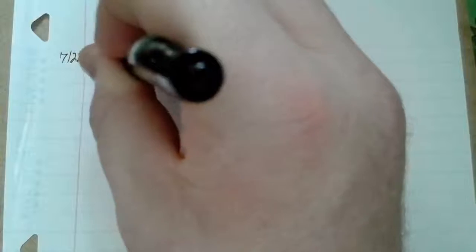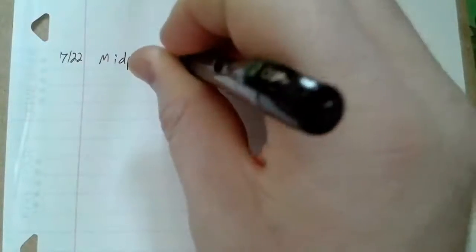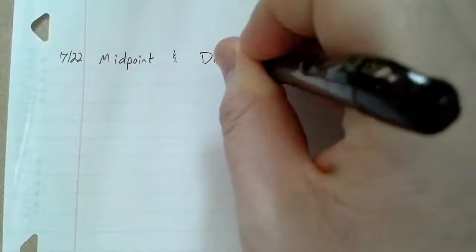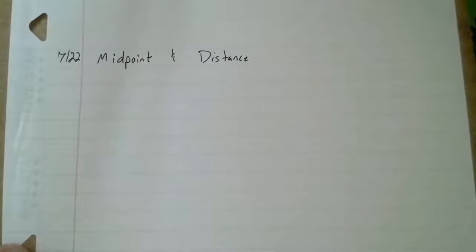Today is 7/22, and today we're taking a look at midpoint and distance. Now some of this is going to be reviewed from Algebra 1, but first I'm going to do the part that's geometry that relates to what we did yesterday.